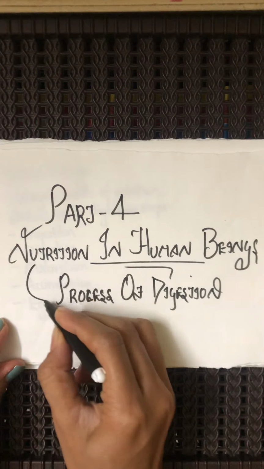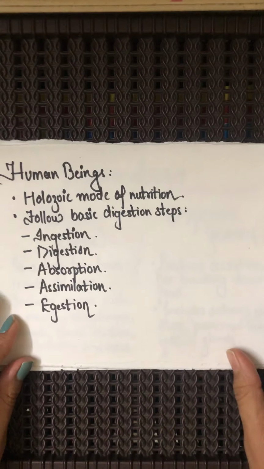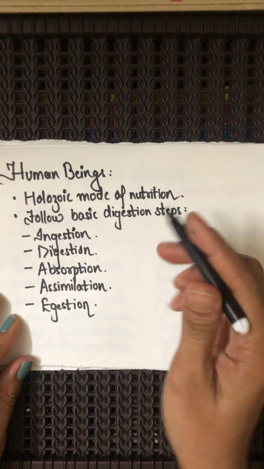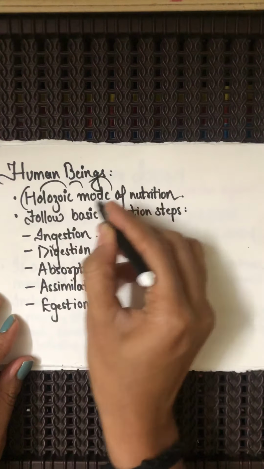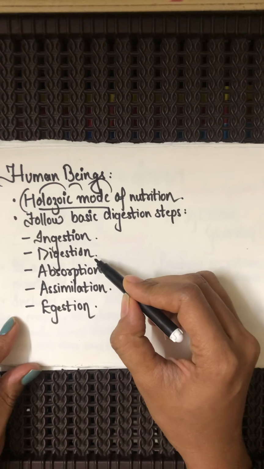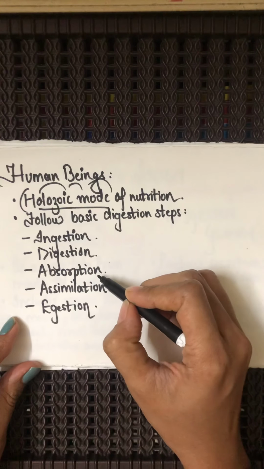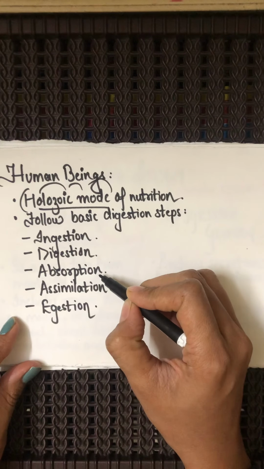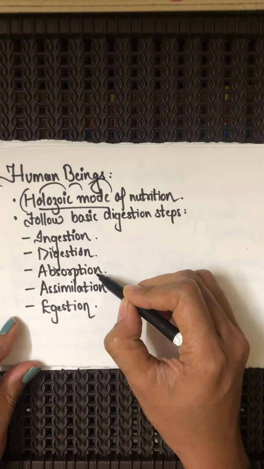So if we talk of human beings, they follow the holozoic mode of nutrition, which we have already started, wherein they take in solid food material inside the body. After taking the solid form of food inside their body, they follow the basic steps. The very first one is taking the food inside the body, that is ingestion. Breaking down that food material is digestion. Once the food has been broken down, they follow the next step, that is absorption. Yes, the digested food is absorbed inside the body.